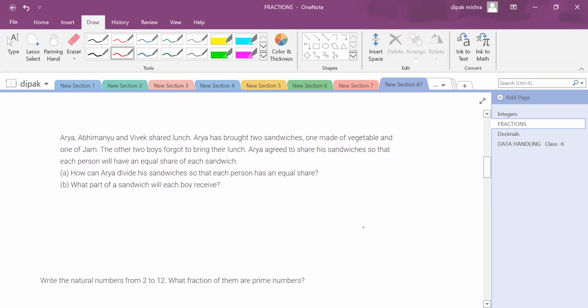Next question. Arya and Abhimanyu and Vivek shared a lunch. Arya has bought 2 sandwiches, one made of vegetable, one of jam. The other 2 boys forgot to bring their lunch. Arya agreed to share, so that each person will have an equal share of each sandwich. So how can Arya divide his sandwiches so that each person has an equal share?